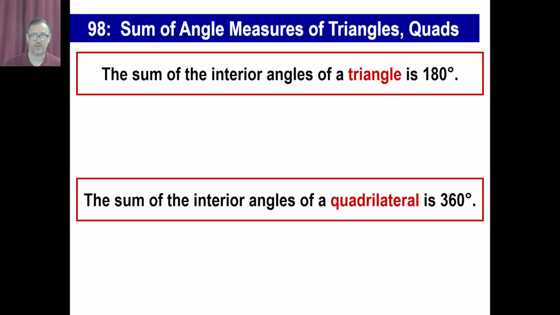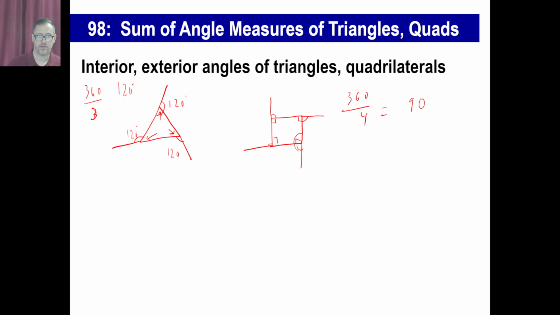Interior of a triangle is 180. Make sure you know that. Write it down. Interior of a quadrilateral is 360. In other words, here's your 60 plus 60 plus 60 in this one. That's 180. This one is 90, 90, 90, 90. That's 360. Okay? That is a rule.